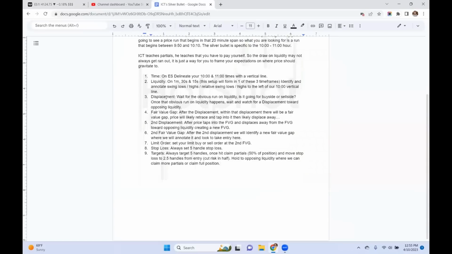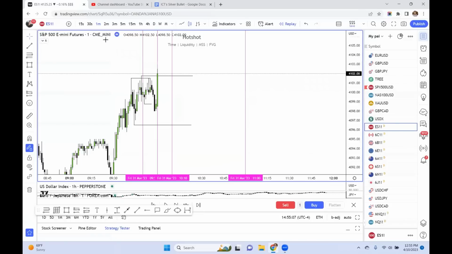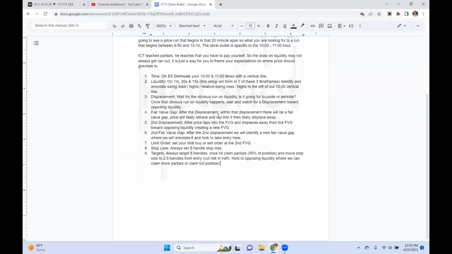But step three, displacement. Wait for the obvious run on liquidity. Is it going for buy side or sell side? Once that obvious run on liquidity happens, wait and watch for a displacement toward opposing liquidity. So this is run of liquidity, displacement towards opposing liquidity. Boom.